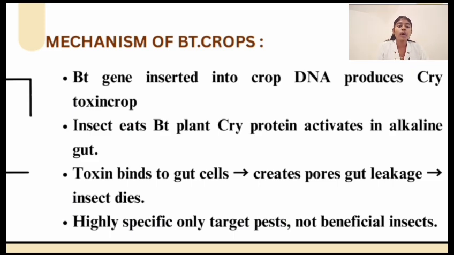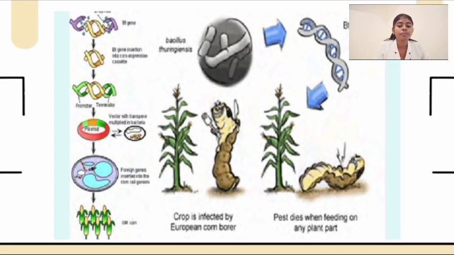When insect larvae eat the Bt plants, they ingest the Cry proteins. Inside the insect's alkaline gut, the proteins are activated and turn into toxins. The toxins bind to the gut cells, create pores, and cause the cells to burst. The insect stops feeding and dies, protecting the plants from crop damage.